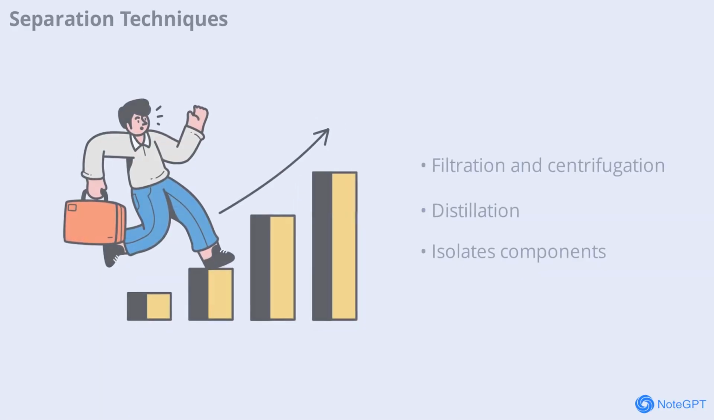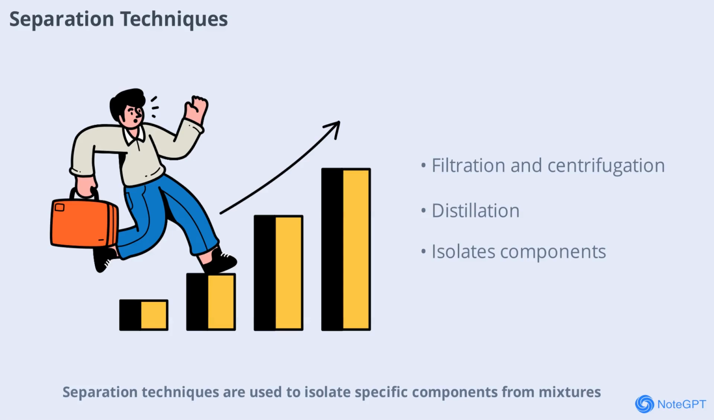Separation techniques are used to isolate specific components from mixtures. Methods like filtration, centrifugation, and distillation are commonly used in analytical chemistry. Each technique has its own advantages and is chosen based on the properties of the substances involved. Mastering separation techniques is essential for preparing samples and obtaining pure substances for analysis.